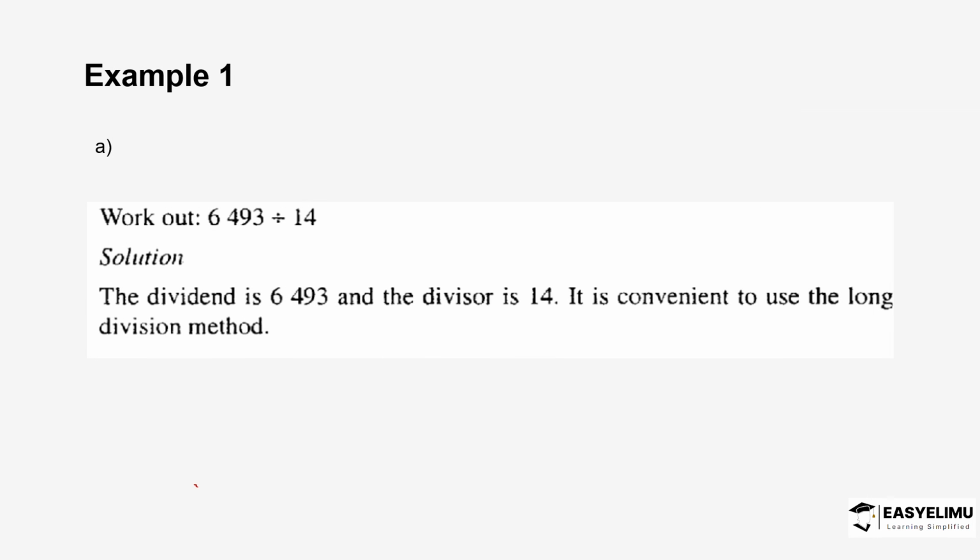So we have our first example here on division. You can see we have our dividend there, 6,493, and we have our divisor there. We want to see whether this results in a quotient plus a remainder or a quotient only.